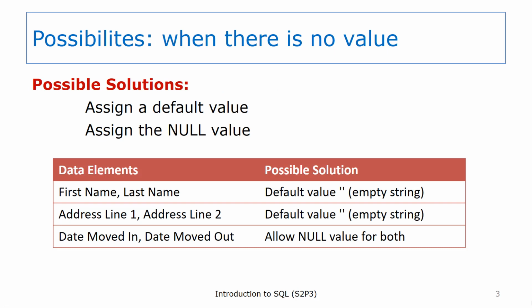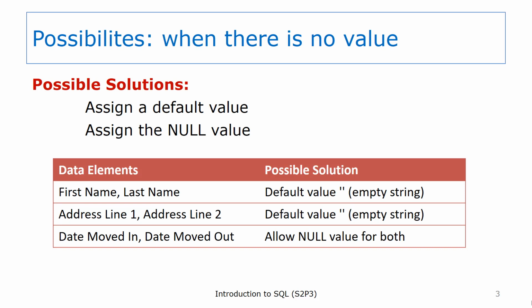It turns out that there are two common solutions to the missing data problem. The first solution is to assign a default value to a data element whose value is not known. For example, if a name or address element value is not known, a default value of an empty string can be assigned to character or variable character data. An empty string is coded as two single quote characters right next to each other. It is sometimes called a zero-length string. If you put a single quote, then a space, then another single quote, you have a string with a length of 1, which is the one blank space.